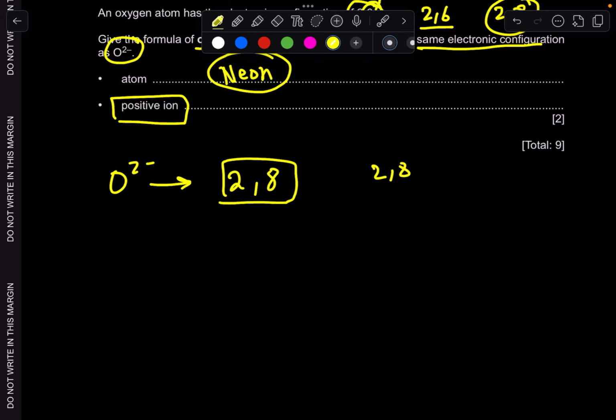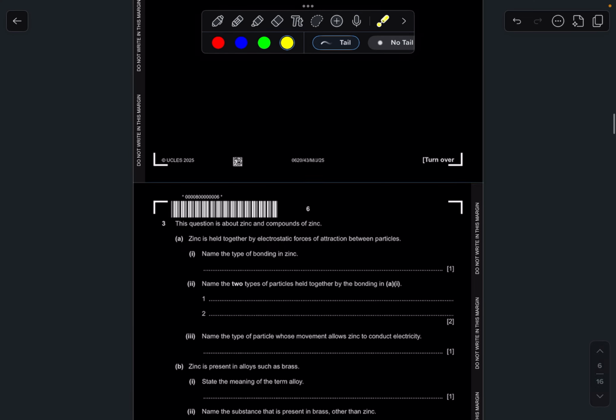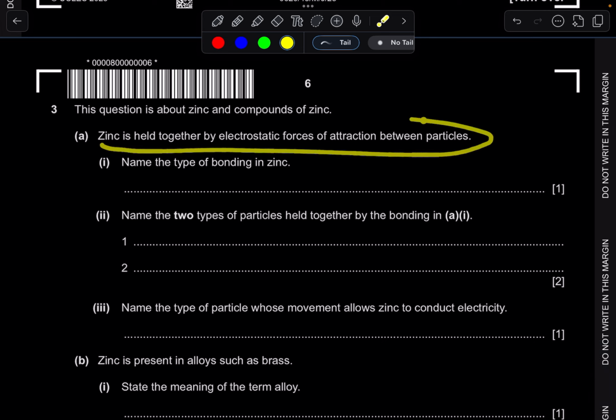So the positive ion, I'm going to write Na+. I have to give the formula. For neon, it's this, or you can also write Mg2+, or you can write Al3+, because after losing these 3 electrons, aluminum also has electronic configuration of 2,8. Done and dusted.